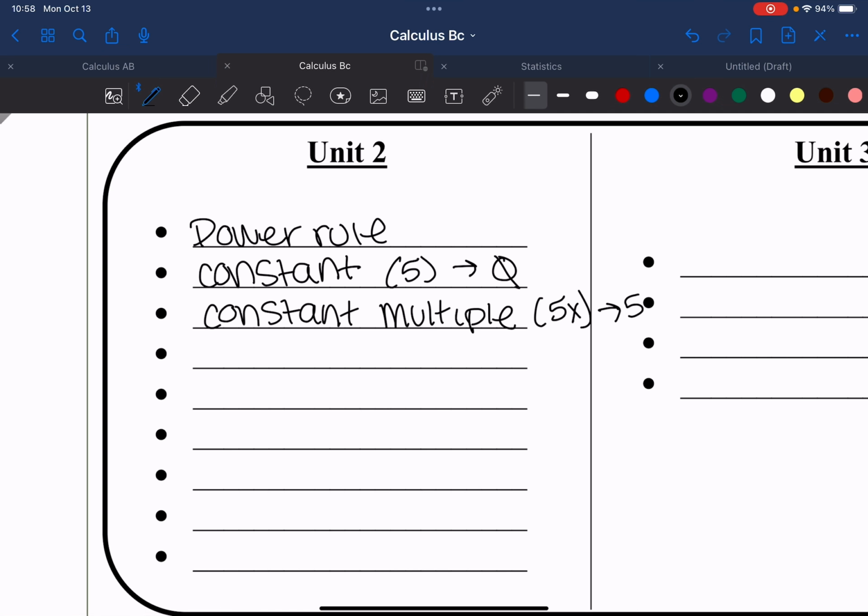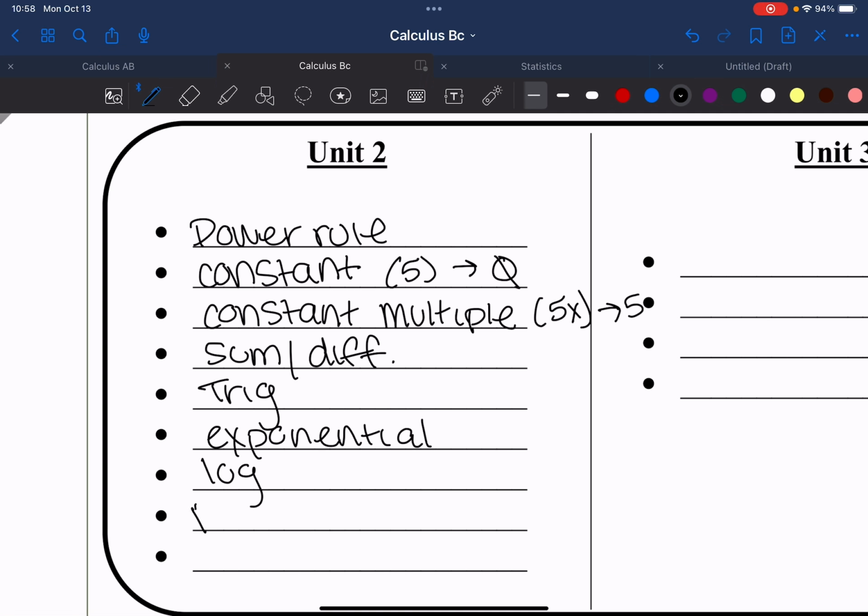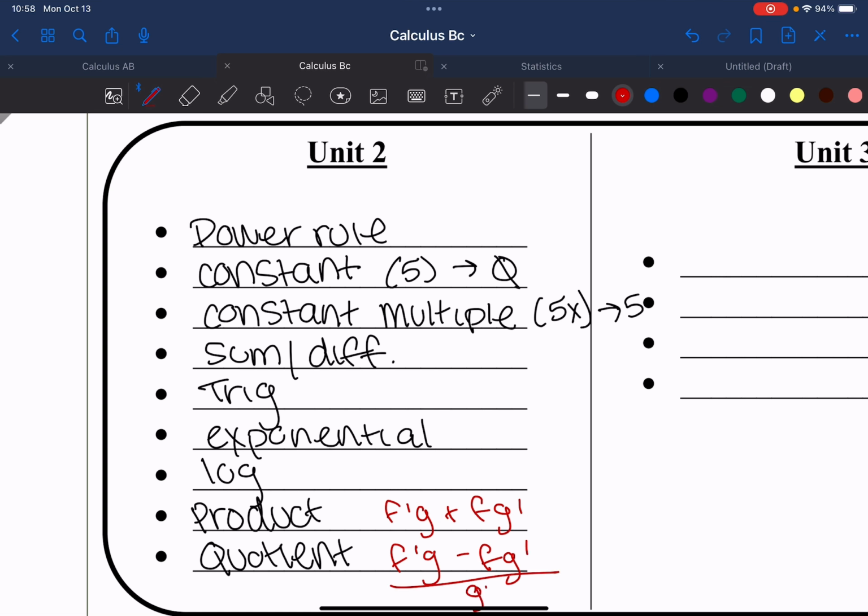Okay. We had the sum and difference rule. We had the derivatives of the trig functions. We had how to find the derivatives of exponential functions, of log functions, the product, and the quotient rule. So remember, the product was f prime g plus fg prime, and the quotient was f prime g minus fg prime all over g squared.